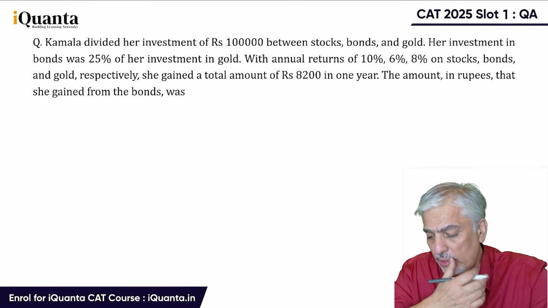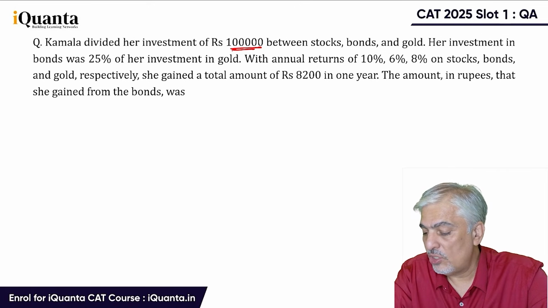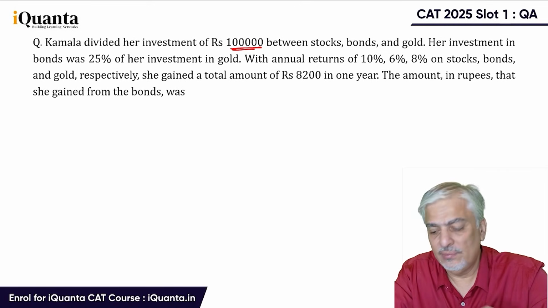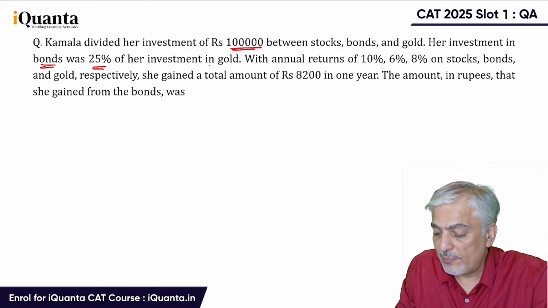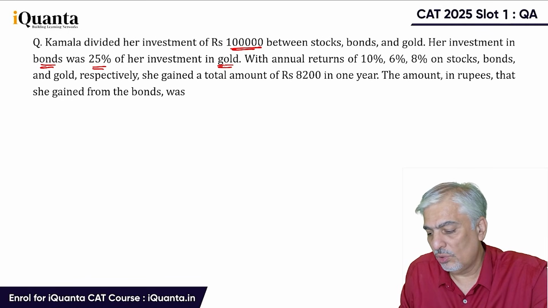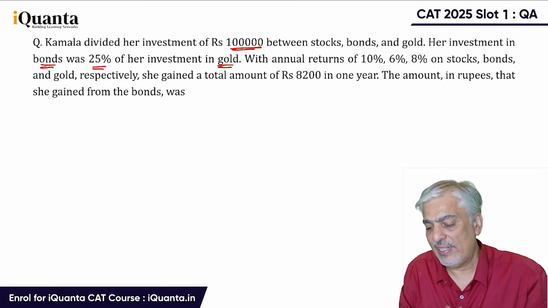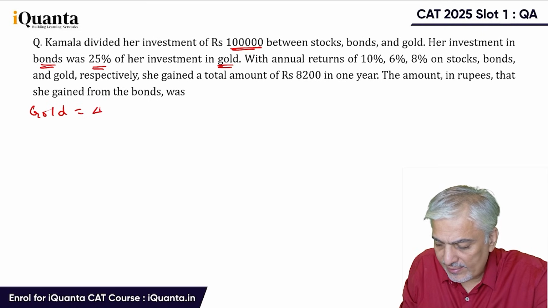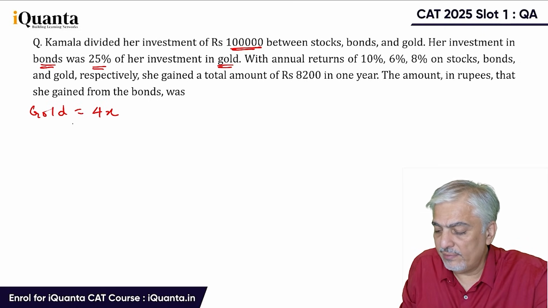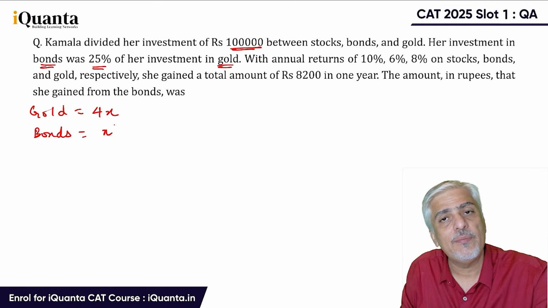The next question talks about Kamala, who divided an investment of 1 lakh rupees between stocks, bonds and gold. Her investment in bonds was 25% of the investment in gold. Very frankly, because everything is a percentage, you can choose 100x and then 25x and so on. But you can also take gold as 4x, and therefore bonds will become 1x. This is the investment in gold and in bonds.